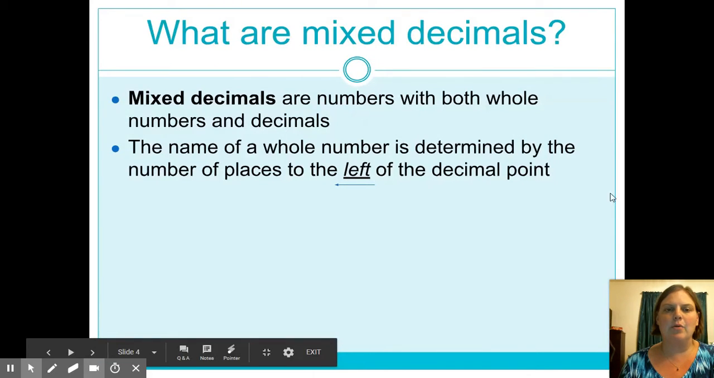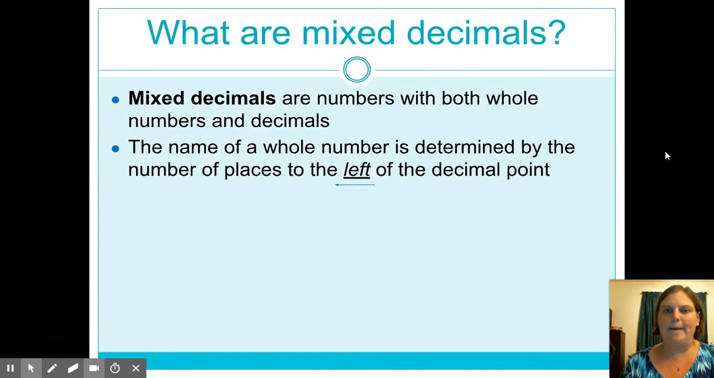So we are going to move forward to mixed numbers. If you did not have that chart filled out, please press pause and go back. Mixed numbers are just what they sound like, two things that go together. They are numbers with both whole numbers and decimals, or mixed fractions have whole numbers and fractions. So mixed decimals have whole numbers and decimals, like the price of gas or the price of your milk. The name of the whole number is determined by the number of places to the left of the decimal point, just like 103.